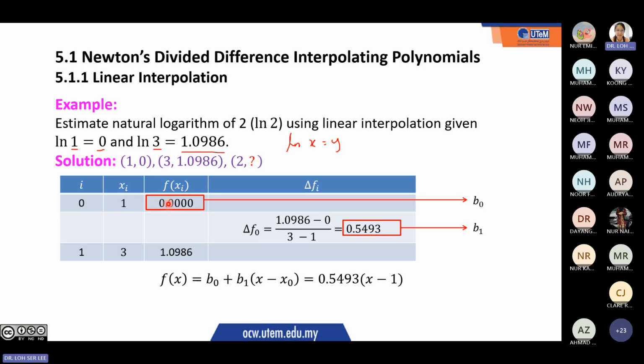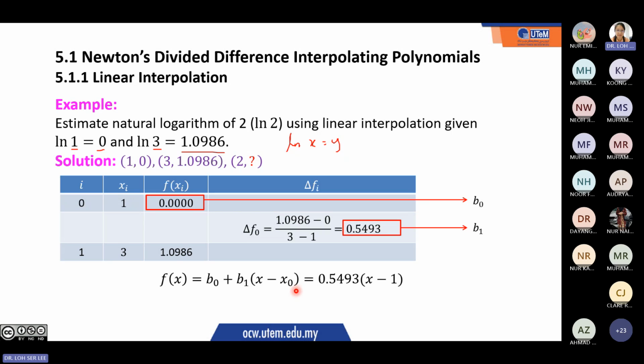Okay, so this is the first point, 1, 0. The second point, 3, 1.0986. To get this, you use this value minus 0, and then 3 minus 1. Use your calculator to get this value. But of course, you need to know this one. You have to write this out first.